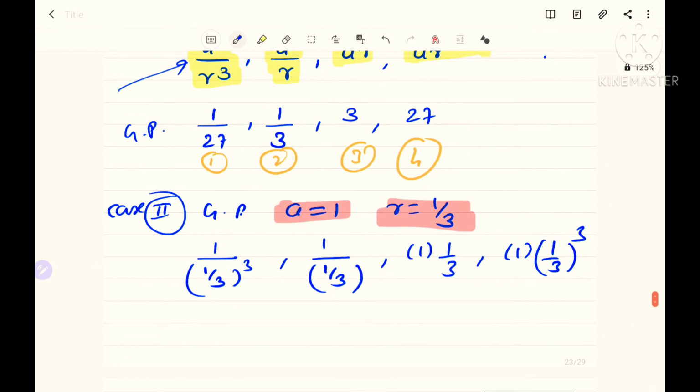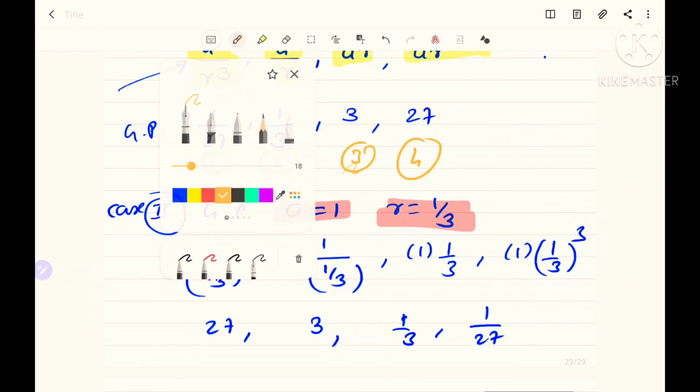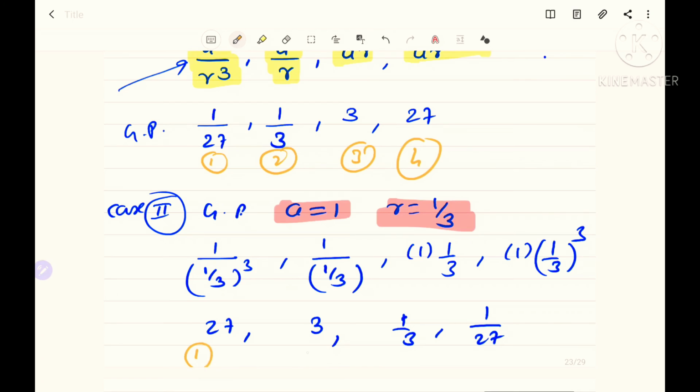What is your observation? 3 cube will be a part of the numerator. So it's 27, then 3, then 1 by 3, and the last one will be 1 by 27. So these are the 4 numbers in case number 2. This is number 1, this is number 2, this is number 3, this is number 4.